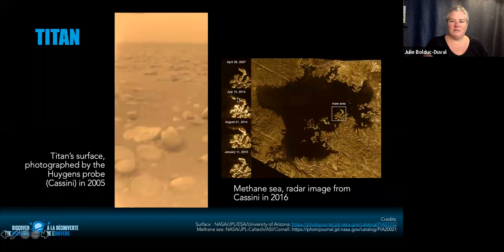There's a part of an island that appears, instead of the water level, it's the methane level, and it shows different parts there. So that's all pretty interesting.